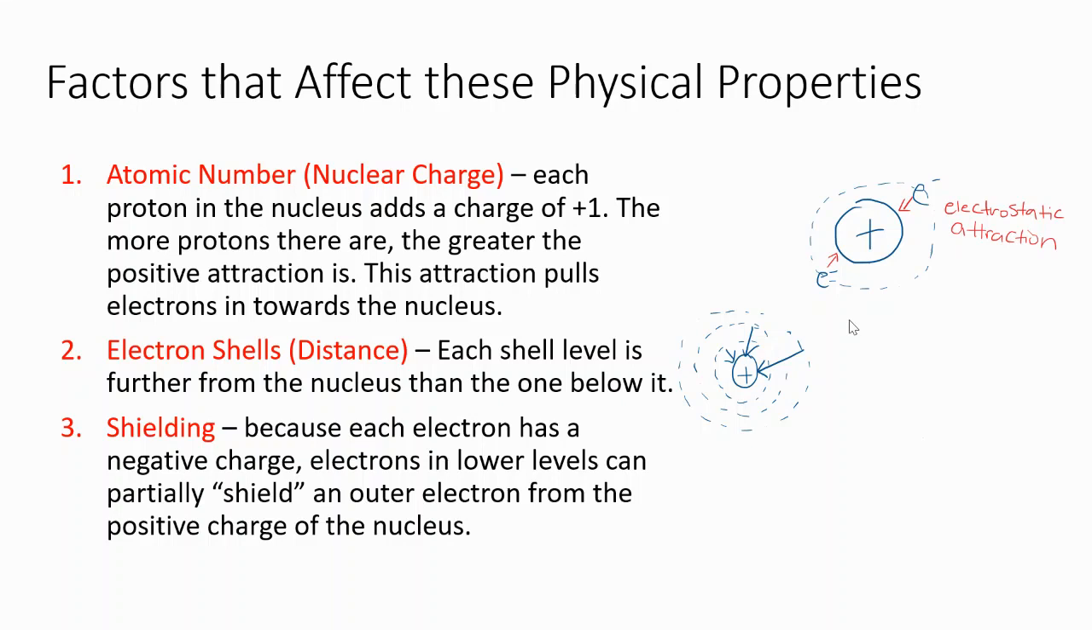The third factor is shielding. Because each electron has a negative charge, electrons in lower levels can partially shield an outer electron from the positive charge of the nucleus. In this atom, we have an outer shell electron, and the electrostatic attraction pulling it towards the nucleus is partially blocked or shielded by this inner electron.